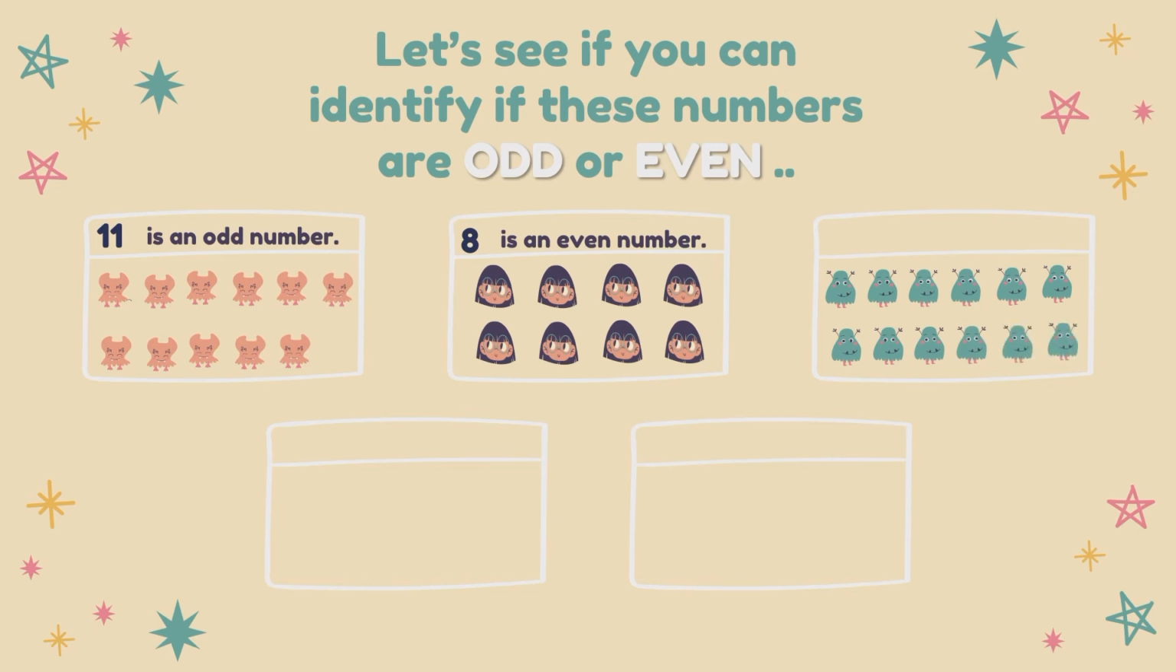1, 2, 3, 4, 5, 6, 7, 8, 9, 10, 11, 12. Pair, pair, pair, pair, pair. And another pair. They are also in pairs. So 12 is an even number. Fourth box.